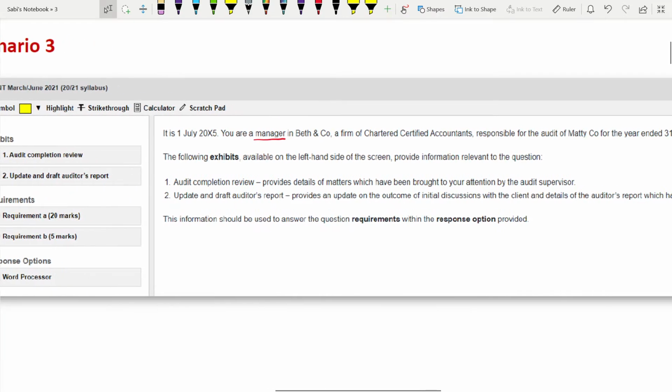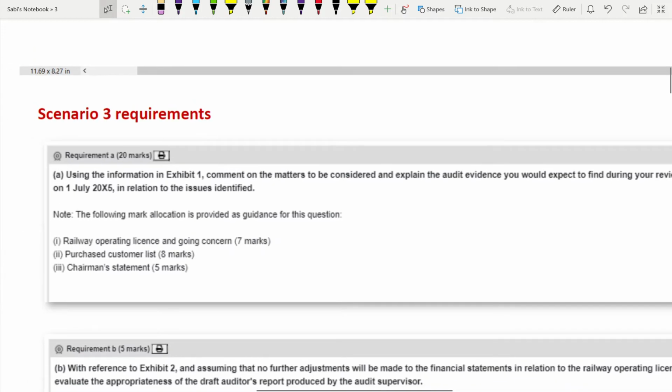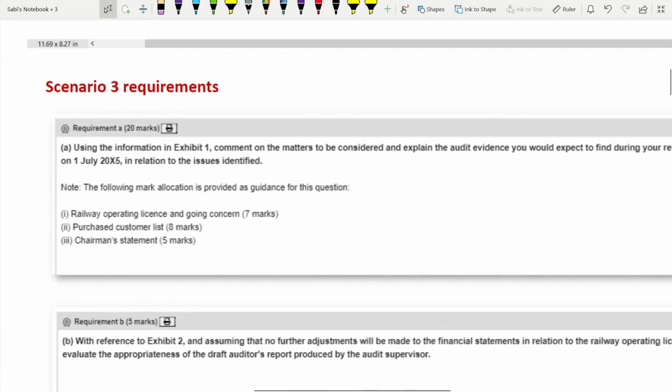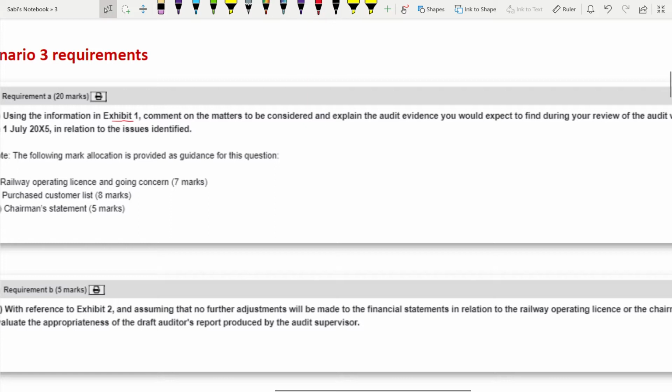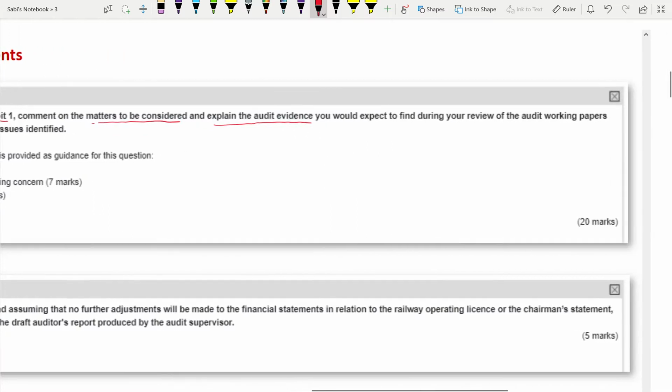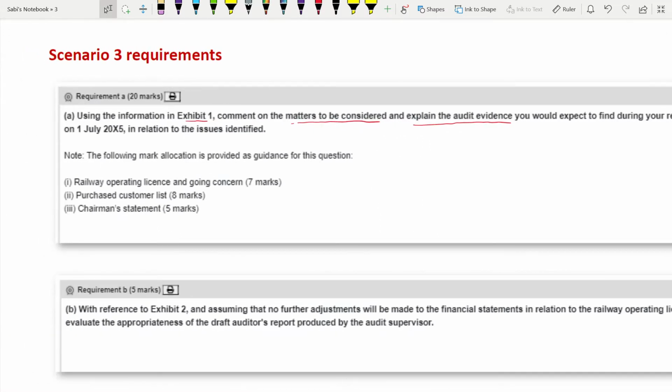So now let us go to the requirements first. There are actually 4. From part A, using the information in exhibit 1, that means for requirement A we have to use exhibit 1. It's very clear. Comment on the matters to be considered and explain the audit evidence. You need to do 2 things here. One, you have to comment on the matters. Second, you have to explain the audit evidence you would expect to find during your review of the audit working papers on 1st July 2005 in relation to the issues identified. So when you're explaining the audit evidence or the matters, you have to be very specific to the issues that have been given to you. First one is railway operating license and going concern. There are 2 things: one is about the operating license, the other is going concern. Number 2, purchased customer list and the chairman's statement, for 5 marks. So 7, 8 and 5 marks.